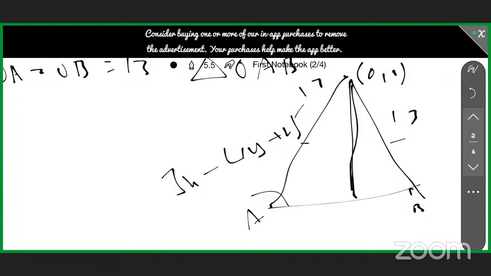Let me take it as M, this one. Tell me this value using the perpendicular distance formula, distance of a line from the point, or distance of a point to the line. Use the formula and tell me the value of OM. Students, use the formula and tell me the value of OM.